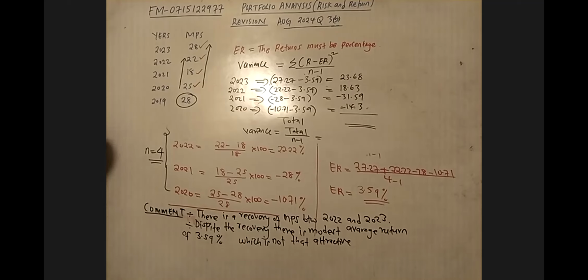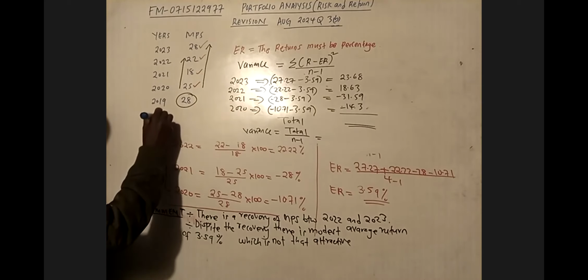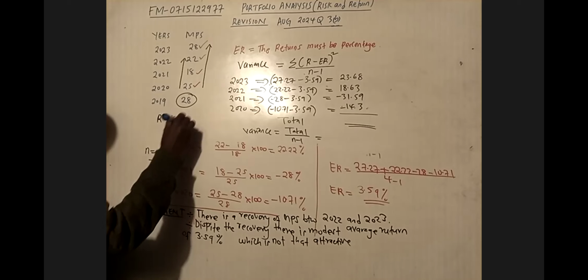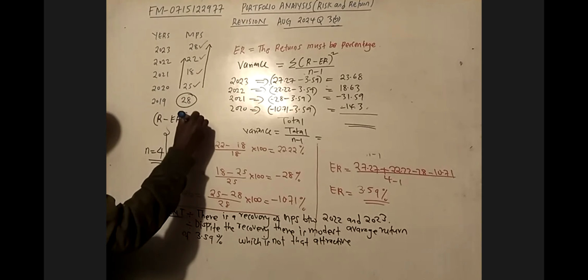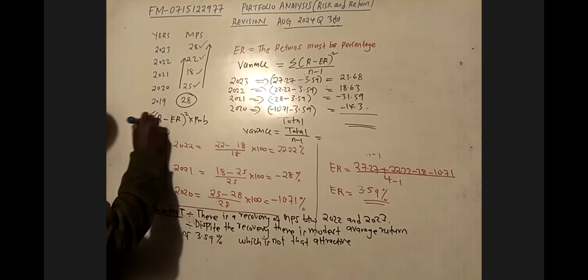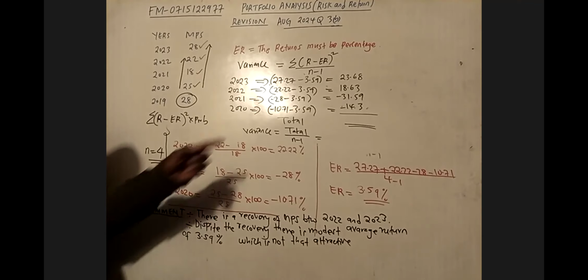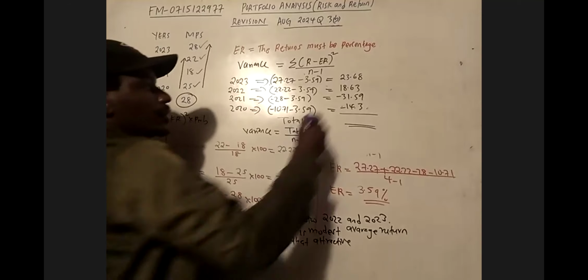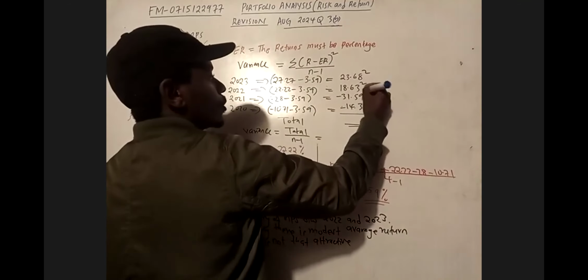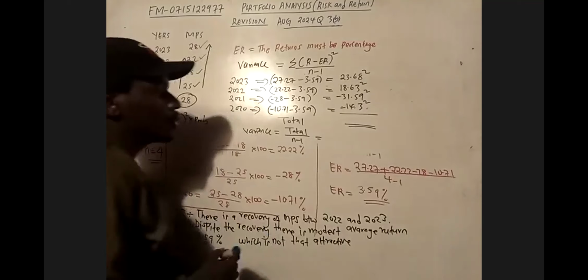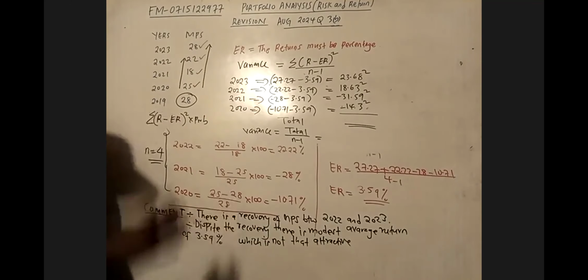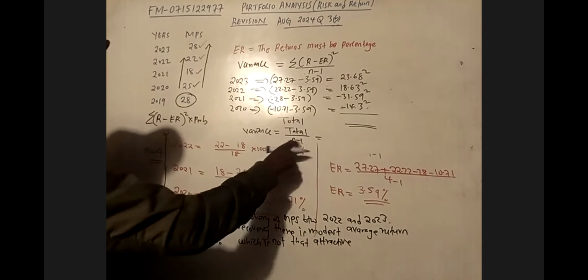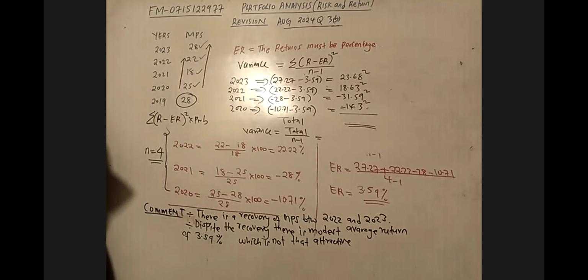So expected return minus, kama hii, tunaona hii. Inafaa supposed to be return minus expected return squared and probability summation. So hapa tumesahau kitu moja pale juu. Supposed to find the square of these figures. So ukisha find the squares, you add the summation, then you divide by n minus 1, you shall get the variance. Ukishafanya hivyo, then you can get the rest.